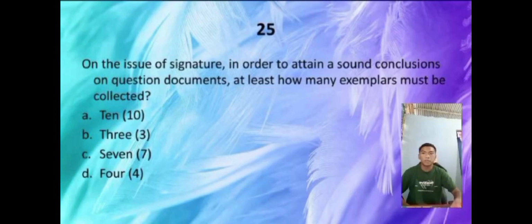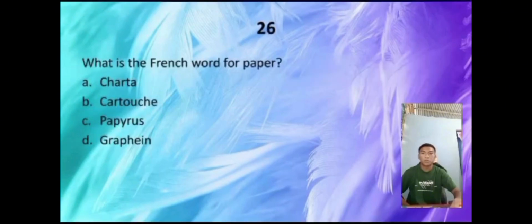And D, 4. Same reason as of having only 3 exemplars, it may not capture the natural variability in a person's signature and the greater caution regarding it may occur. And 26.